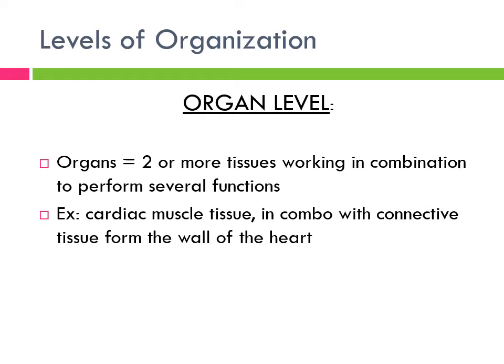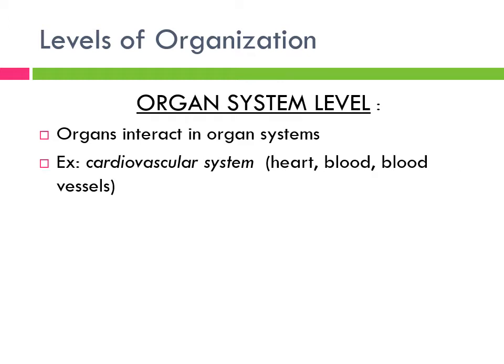Once we have an organ, some organs, we have the heart, the stomach, the lung, the liver, the pancreas, intestines, etc. We can add multiple organs together, and this is going to create an organ system. So an organ system is a group of organs that interact together. So the cardiovascular system contains the heart, the blood, and the blood vessels. So those 3 things together make up the cardiovascular system.